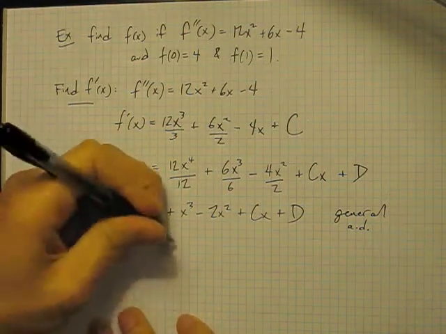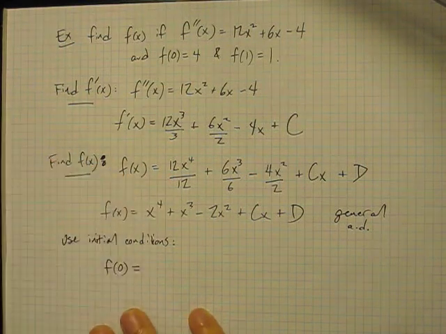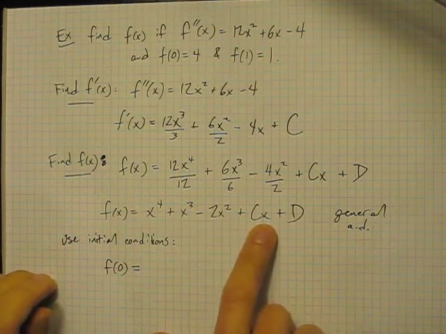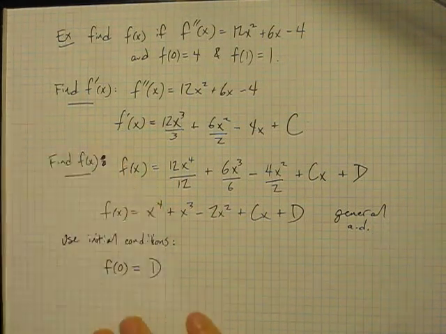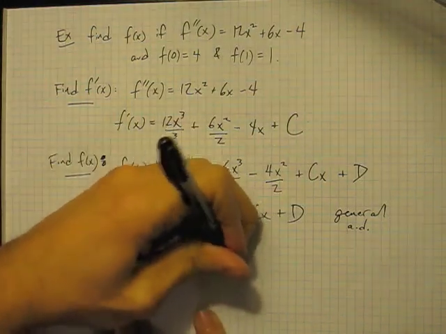Okay, now we use the initial conditions. We know that when we plug in 0, we should get 4. So we get 0 plus 0 minus 0, that'll be 0, so we get d here when we plug in 0, and this has to equal 4. So that means d equals 4.